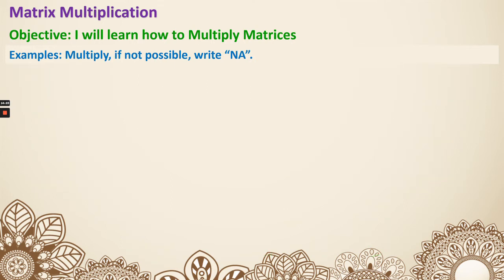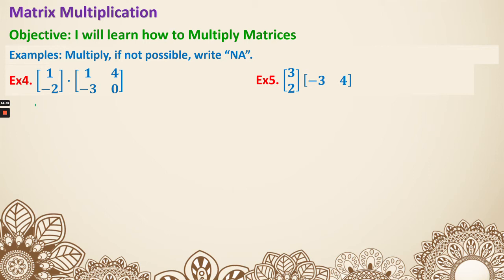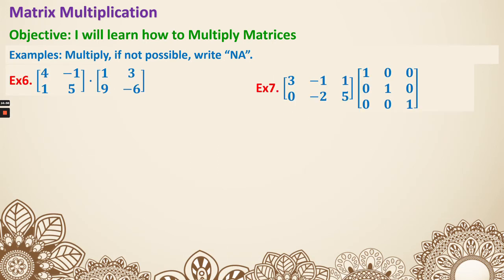Moving on. Now it's time for you to try. You can pause here and try examples 4, 6, and 7. Example 5 is slightly tricky, so I'm going to show you how to do 5. But you can pause here and check back later for some answers. Now example 4. That is a 2 by 1 matrix. That is a 2 by 2 matrix. The inner numbers are not the same. So, N/A. We cannot multiply them. And example 5. I'm going to go to examples 6 and 7 first, then come back to example 5.